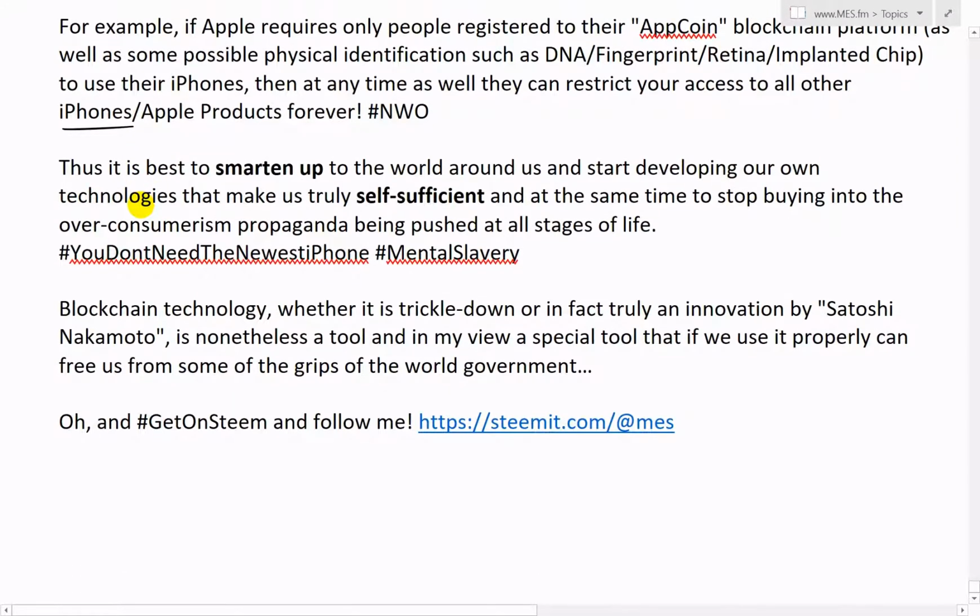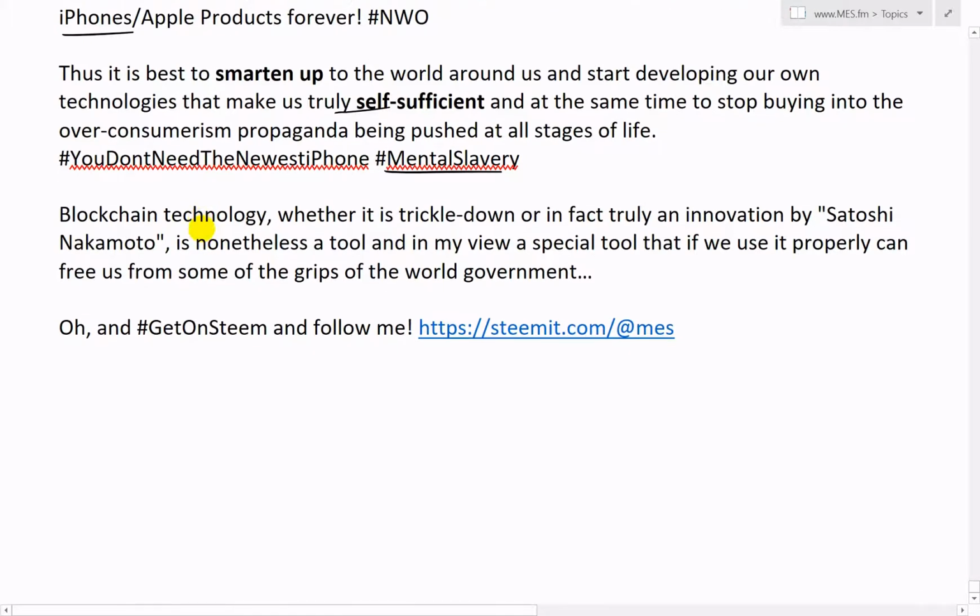So thus it is best to smarten up to the world around us and start developing our own technologies that make us truly self-sufficient, and at the same time stop buying into the over-consumerism propaganda being pushed at all stages of life. Hashtag you don't need the newest iPhone. Hashtag it's all just mental slavery, in my opinion.